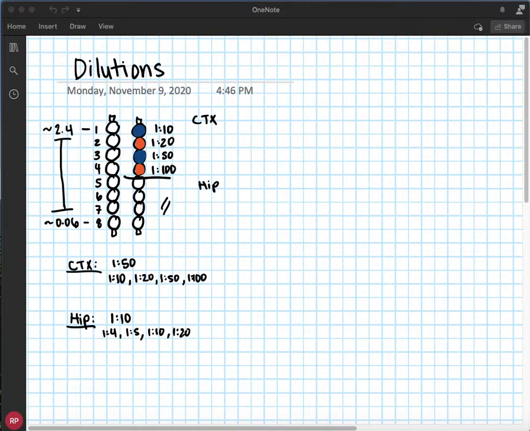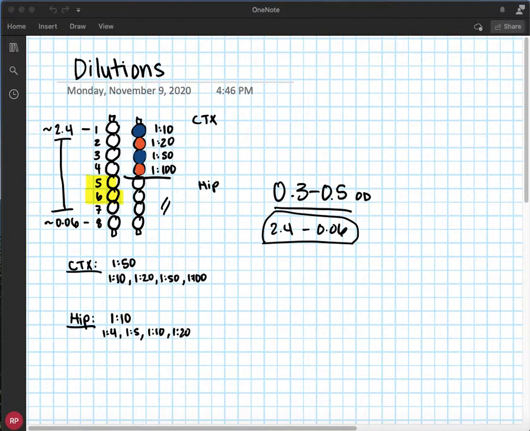My goal OD value typically lies around the 5th and 6th standard, and that value is usually anywhere between 0.3 to 0.5. That is what I feel comfortable running a full kit in. But again, if your samples are being finicky, as long as you're within that range, that 2.4 to 0.06 range, or whatever your standards read at, you are fine. Just make sure that your samples are within the range.